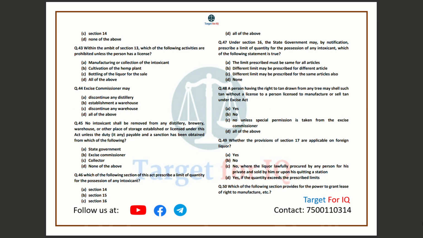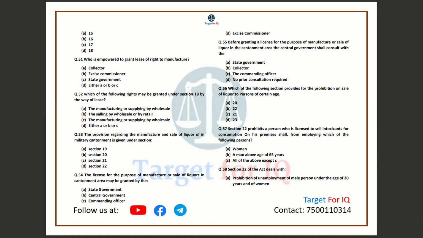Question number 50. Which of the following sections provides for the power to grant lease of right to manufacture etc.? Option A, 15, option B, section 16, C, 17 and option D is section 18. So the correct answer to question number 50 is option D, that is section 18. Moving forward to next question.